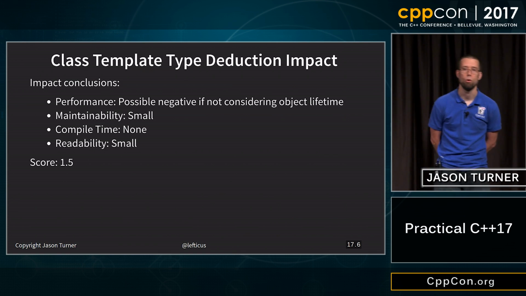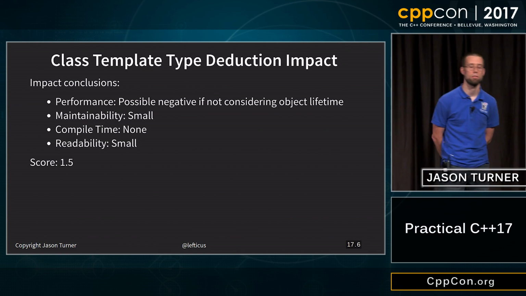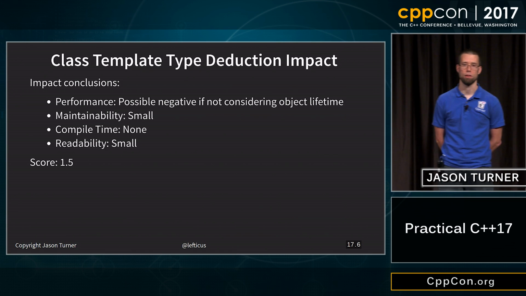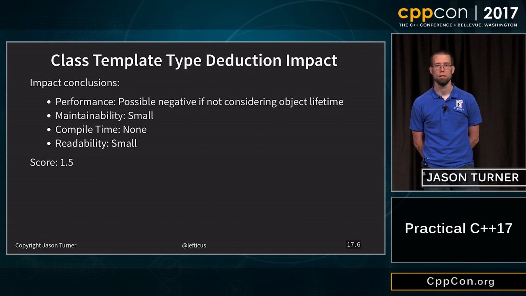No, it would not be able to deduce that. If it was a bunch of related types that were passed in, no. You would have the same problem that you have in the initializer list. It wouldn't compile. So, all right.